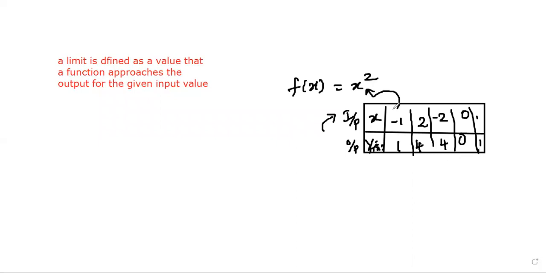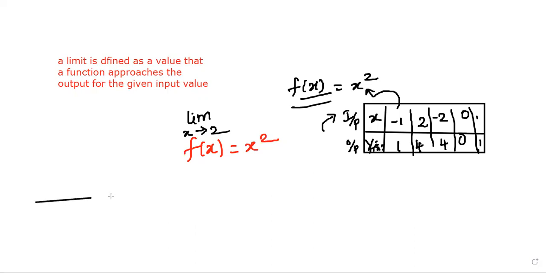Do you understand the working of function? Yes, I understand. Okay, so this we are already doing. So what does this limit have to do with it? You will be applying certain limit to it. For example, f of x is equal to x square, and they will substitute some limit, for example, x approaches 2. So what do you mean by that? Let's see that graphically.